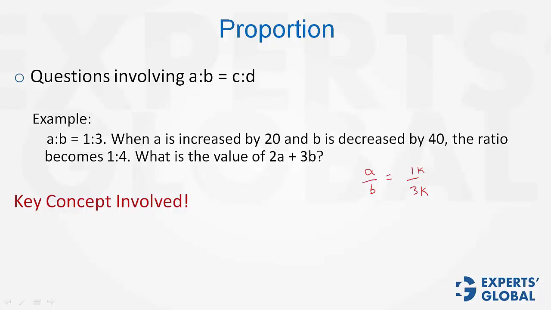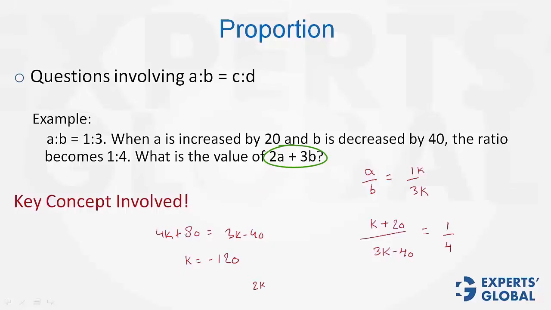When A is increased by 20, that means K is increased by 20. B is decreased by 40, that means 3K minus 40. The ratio changes to 1/4. All right, now let's solve it for K. We have 4K plus 80 equals 3K minus 40. K equals -120 is what we get.